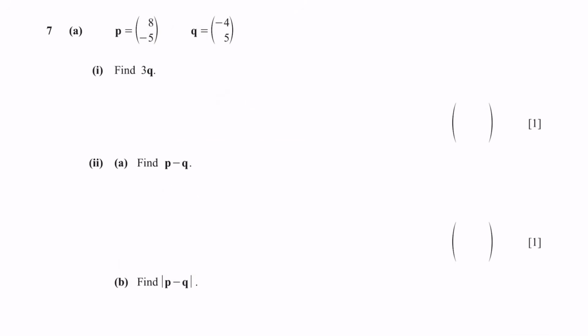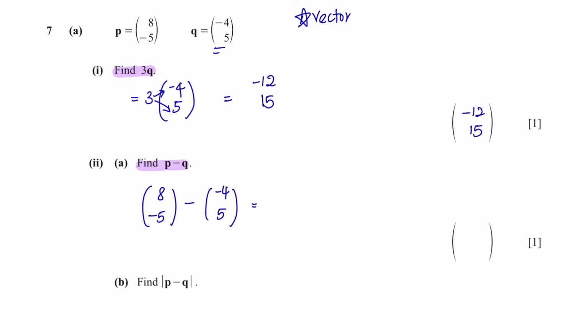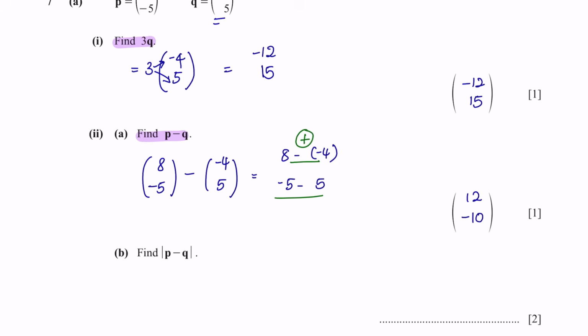Next, question 7a is about vectors. Part 1, find 3q. This is pretty simple. We're just going to multiply 3 with the magnitude of q. So that would give us 3 times negative 4 is negative 12 and 3 times 5 is 15. Next, part 2, question A. Find p minus q. So p minus q would be 2, negative symbol makes up a positive, and negative 5 take away 5 is negative 10.